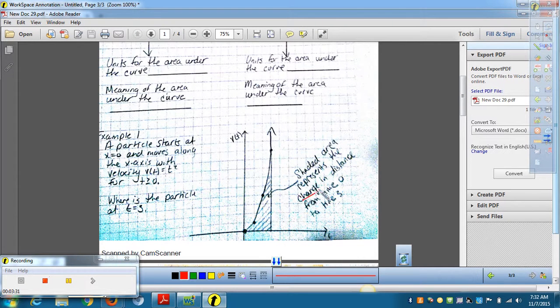So we'll underline change in distance. That is what is represented by the area under that curve. Since we started out at x equals 0, to find out where the particle is after 3 seconds, we would add the area under the curve to our initial position, which is 0. If our initial position were 10, we would do 10 plus whatever this value comes out to be for the area under the curve.